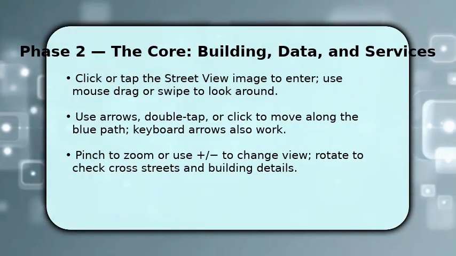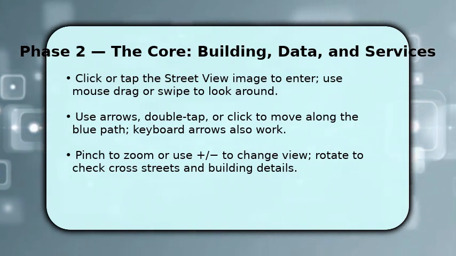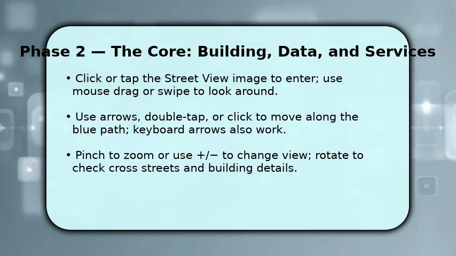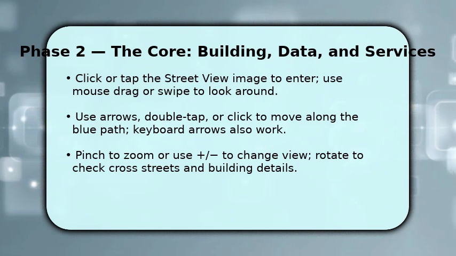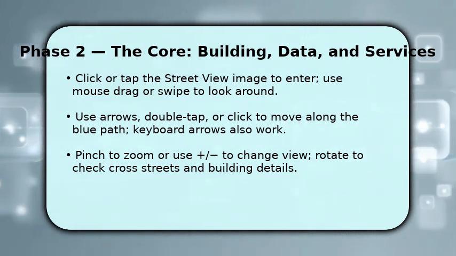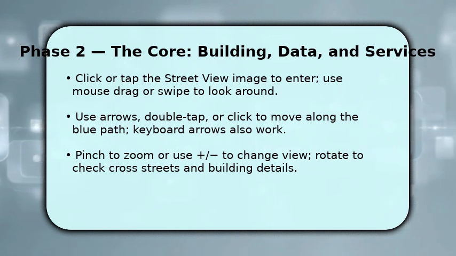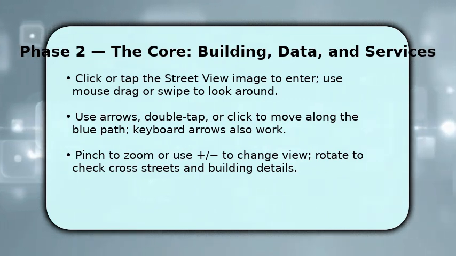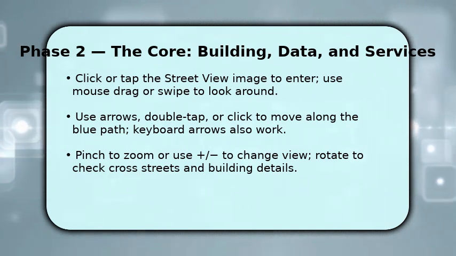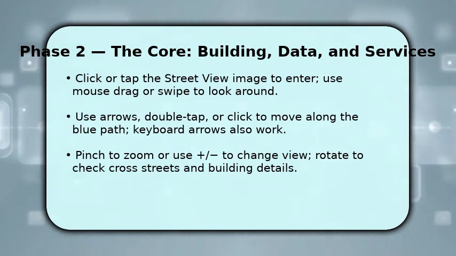Once in Street View, you control movement and perspective. Drag the view or swipe to look around and reorient yourself. Then, use on-screen arrows or double tap to step along the blue route. This simulates walking down the street and reveals successive panoramic photos. On desktop, keyboard arrows move you. On mobile, pinch to zoom or use the on-screen controls to change focal length. Make sure to scan cross streets and recognizable landmarks so you can confirm orientation and plan your next steps confidently.